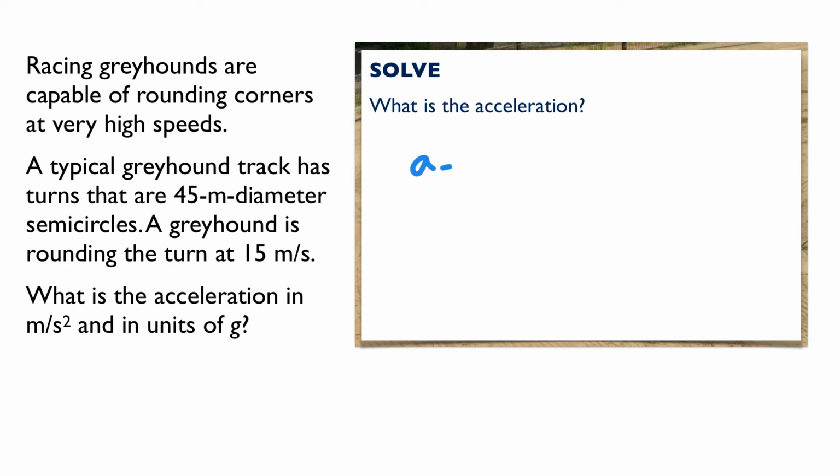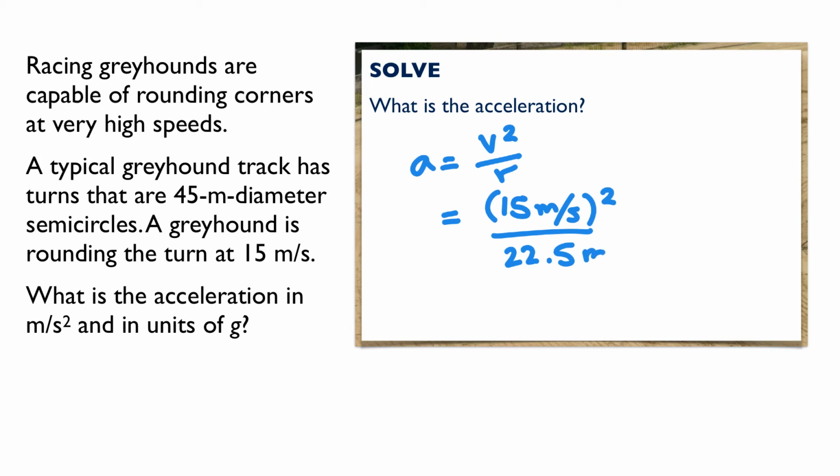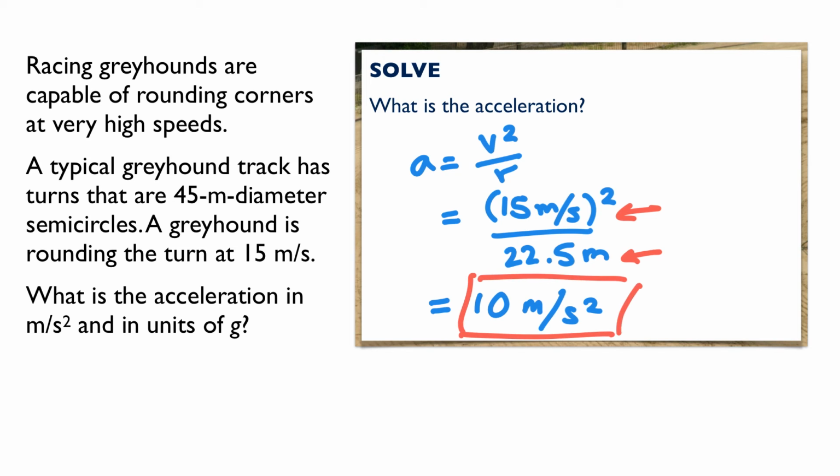With that information in hand, we can solve. The acceleration is equal to v squared divided by r. That's equal to 15 meters per second, squared, divided by 22.5 meters. And if we solve that, we end up with an acceleration of 10 meters per second squared. And our units check. If I take meters per second squared, I get meters squared over second squared. I divide by meters, I get meters per second squared. Everything works out nicely. That's my acceleration.